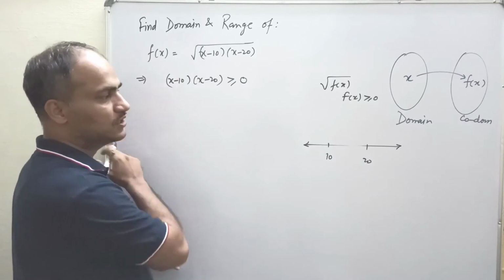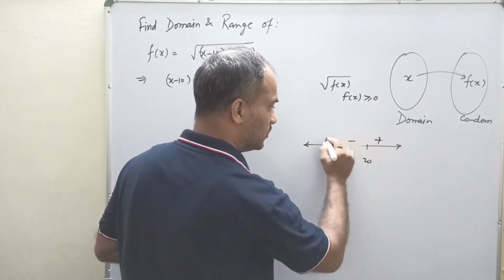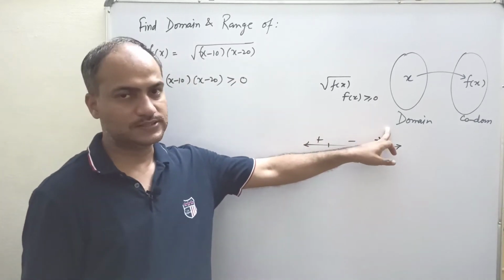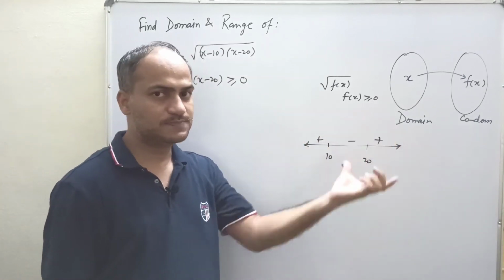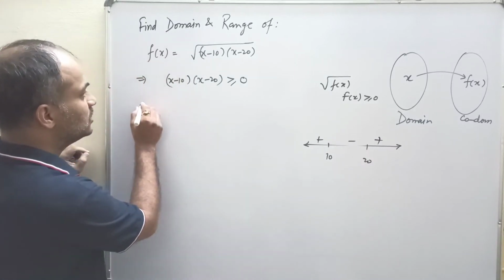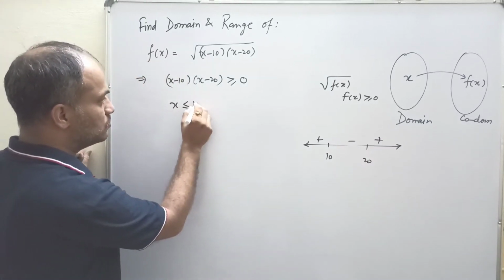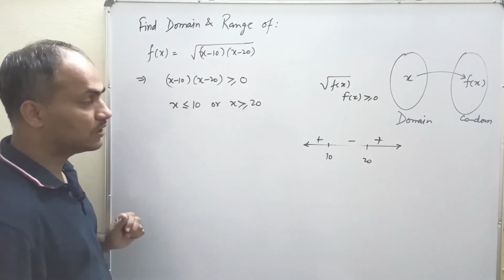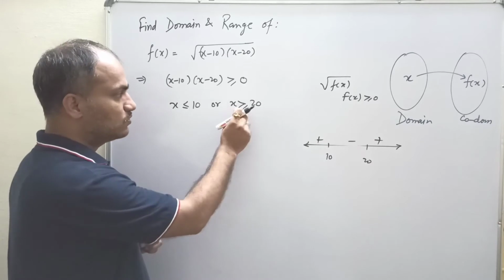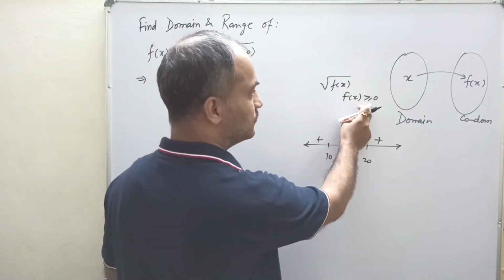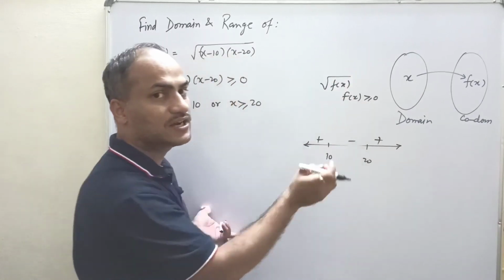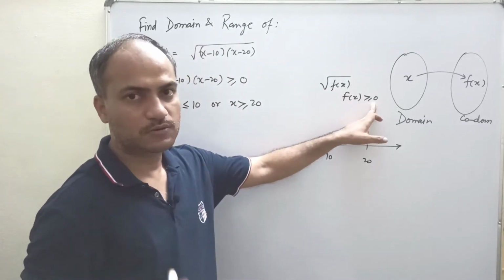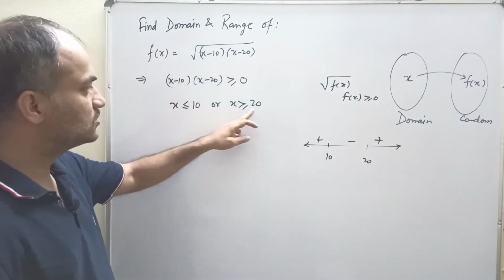Since the sign here is positive, it will be positive at two places. At these two places it is positive, and hence we see that x is less than or equal to 10 or x is greater than or equal to 20. Guys, please note that we are using the equal to sign only because this term is in the numerator. If it was in the denominator, then 0 would not be included. So this is the domain.